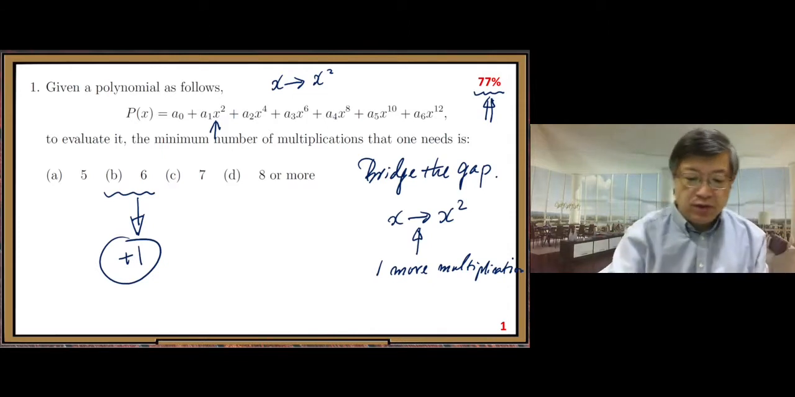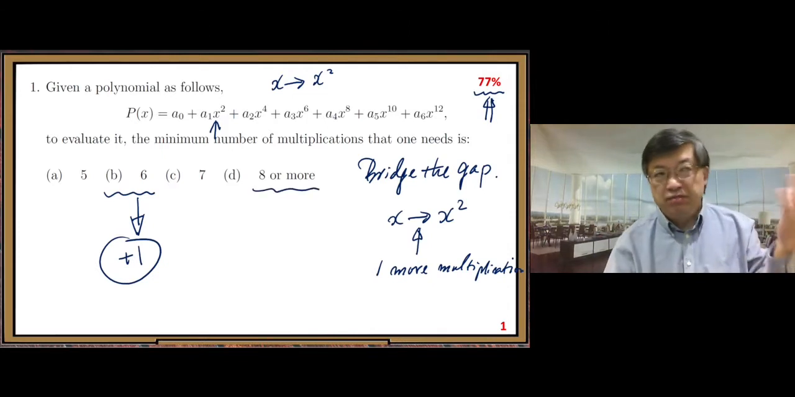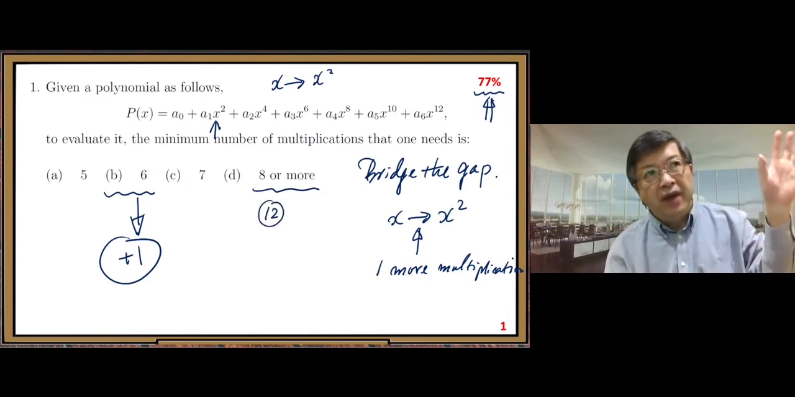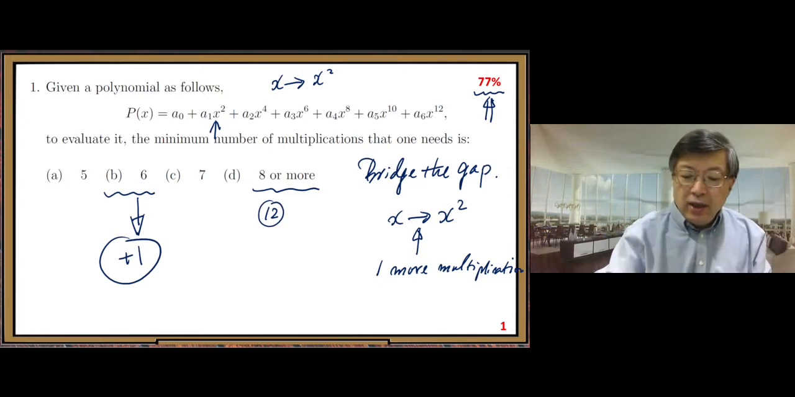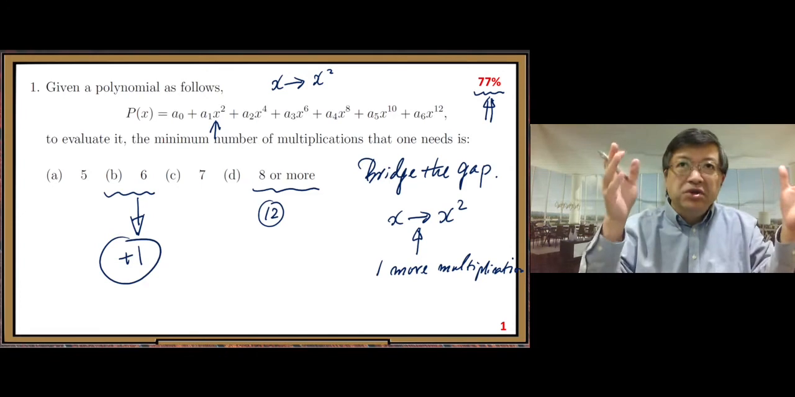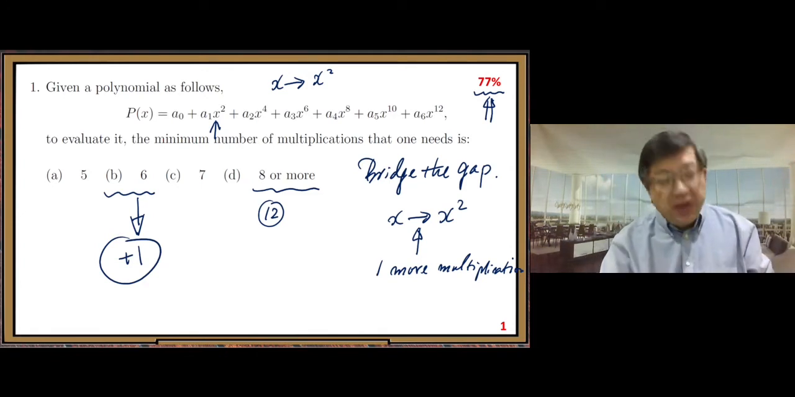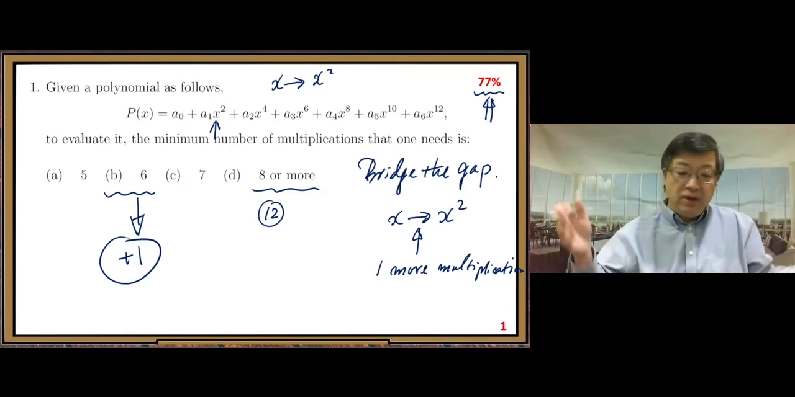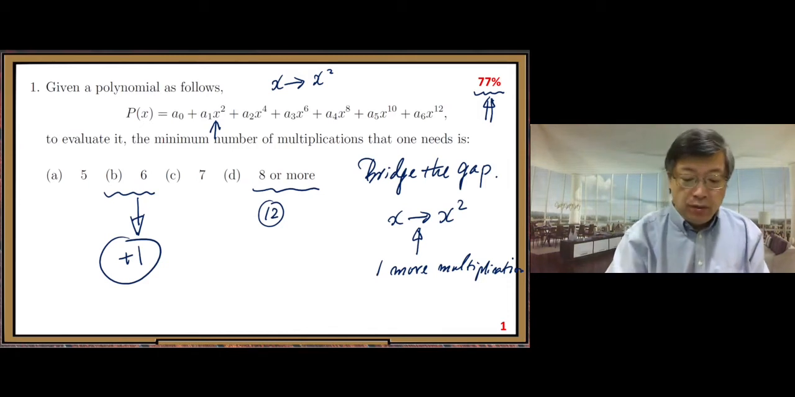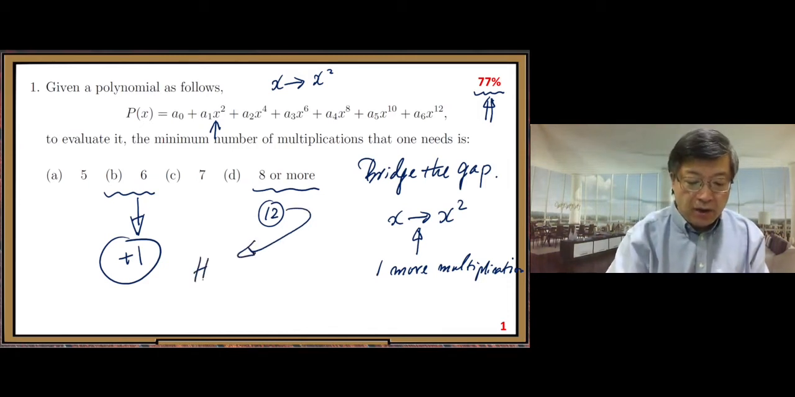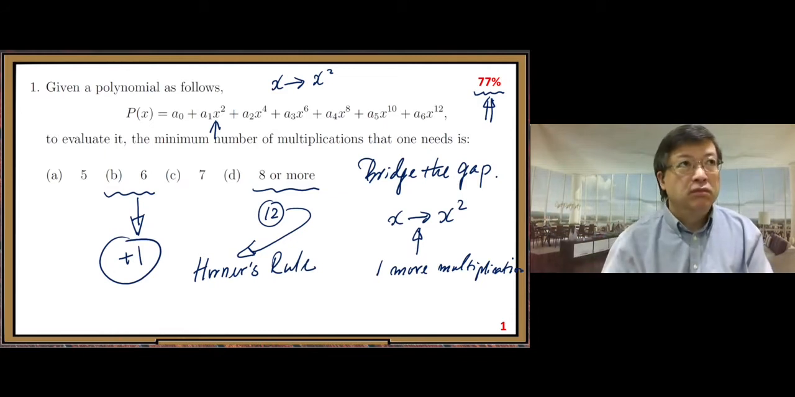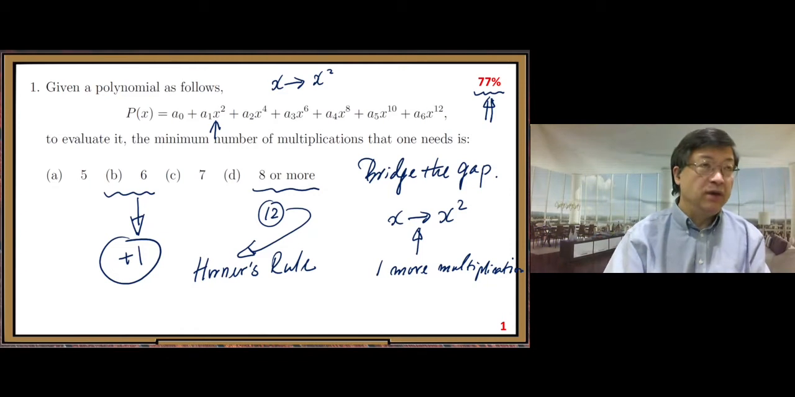Quite a few students gave me this many, because they told me the answer is 12, something like that, right? In that way, you didn't use the best method. You didn't take advantage of the structure, right? If you do nothing special, you just apply Horner's rule directly, without any special treatment. So you will get that answer.